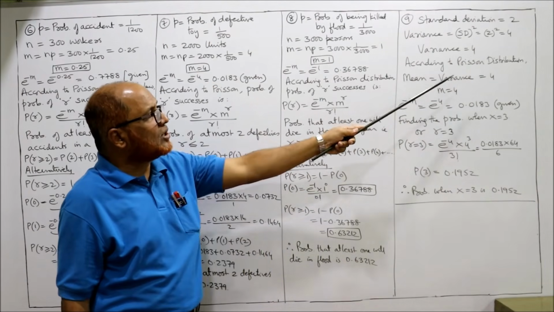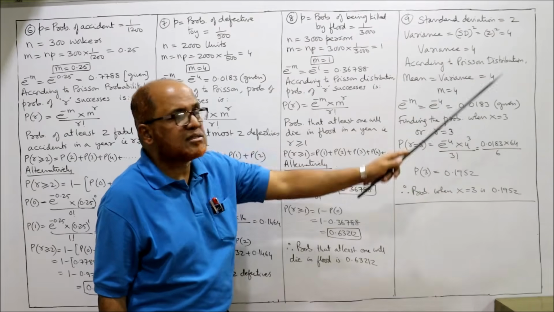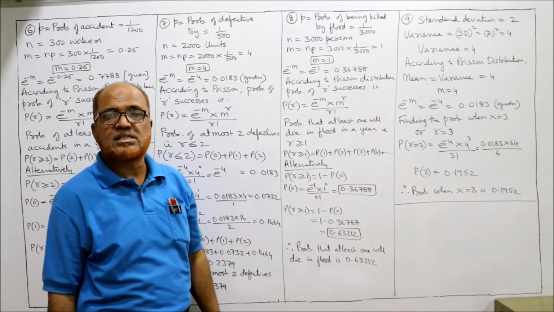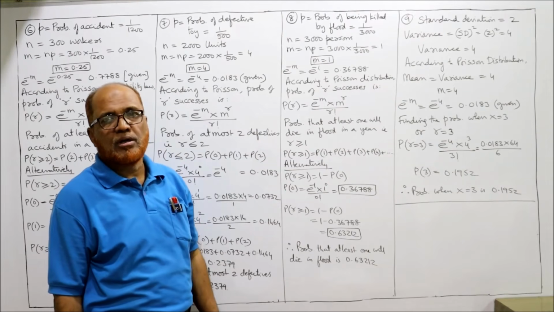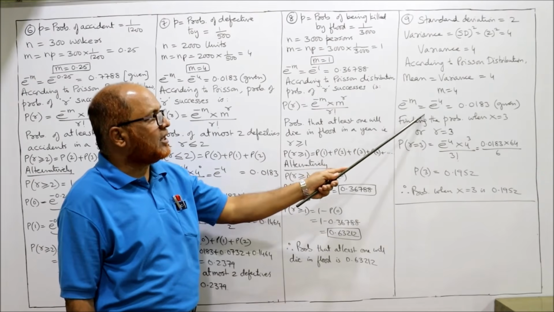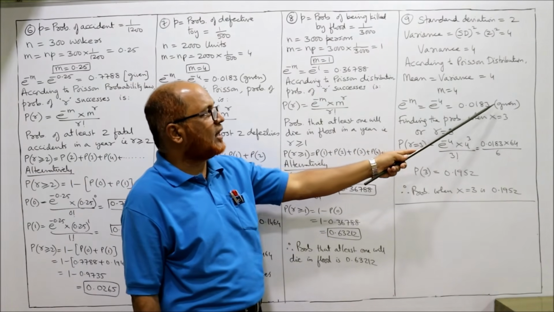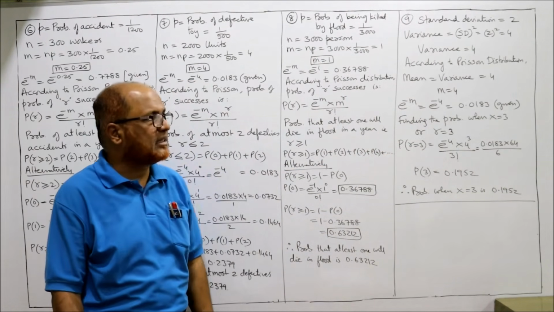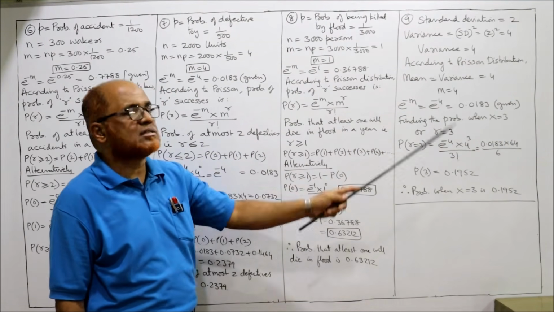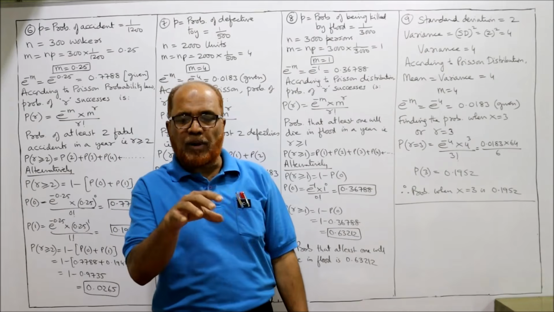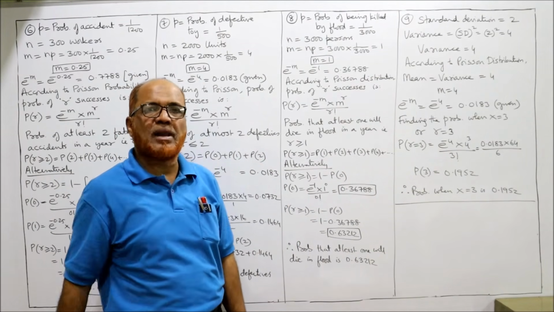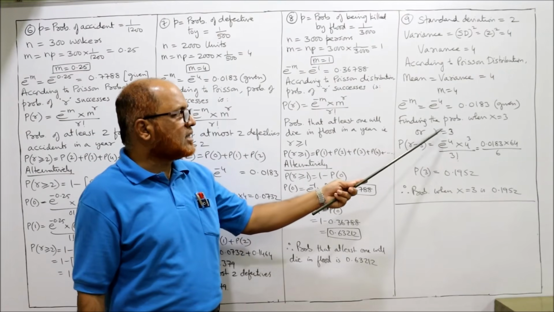And according to Poisson distribution, mean is equal to variance is equal to 4. Mean और variance दोनों equal रहते हैं Poisson distribution में. तो आ गया m is equal to 4. E to the power of minus m, e to the power of minus 4 is 0.0183 given in the problem. Problem में दे दिया. Finding the probability when x is equal to 3 or r is equal to 3. In the problem it is specifying as x, but we are using the symbol r. So r is equal to 3.